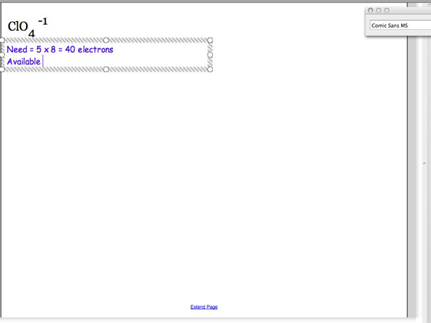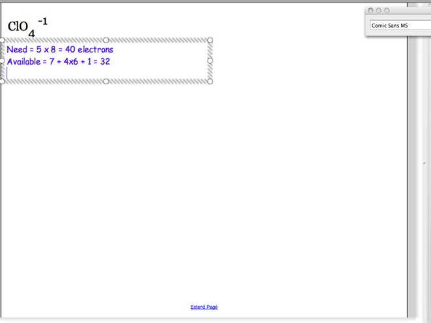Available, you have to look up at our periodic table. Chlorine gives us 7, and each of the oxygens give us 6. And then you have to be careful because this -1 means we have an extra electron. So we add 1 extra, and that gives us 32. And you may want to note that -1 means extra electron, just so when you're looking back at your notes it makes sense.